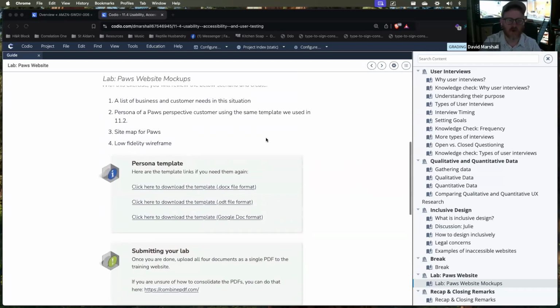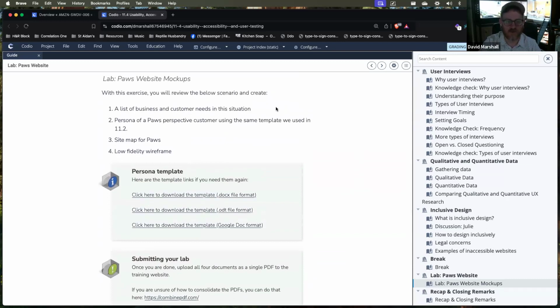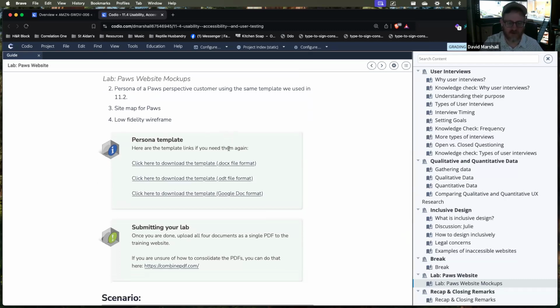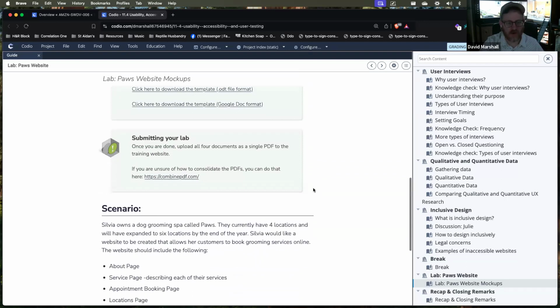Okay. So by doing this, what you would do is have a list of business and customer needs for this website. You would create a prospective customer using a persona, similar to what we did in 11.2. You would make a sitemap and then a low fidelity wireframe. Now, what you'd want to do, however, is to be able to combine all of those into a single file.